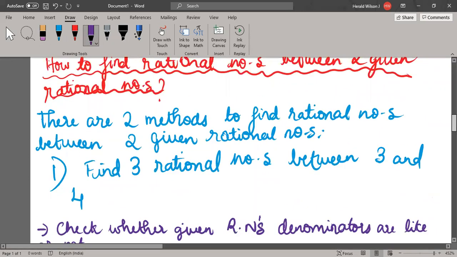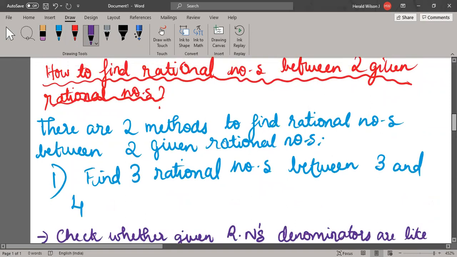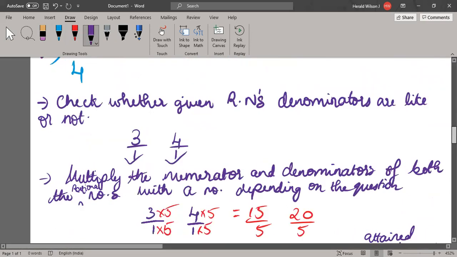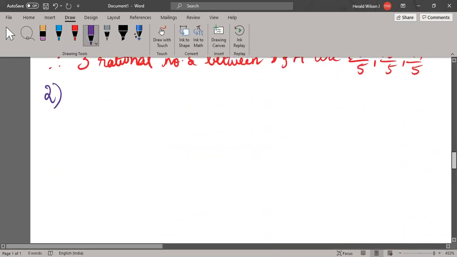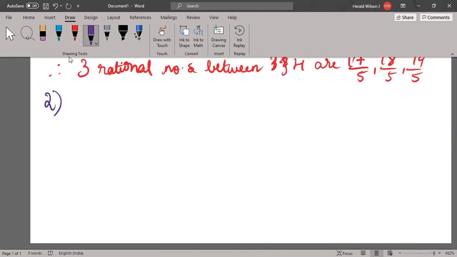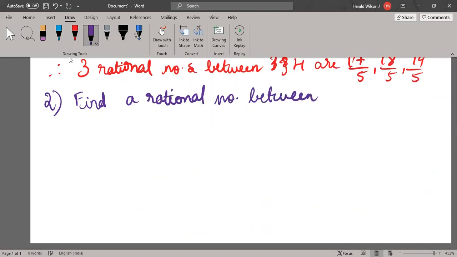This is the first question, and this is the first method, by the way. And this is the second question. The second question is very easy. Find a rational number between minus 1 by 10 and 3 by 10.